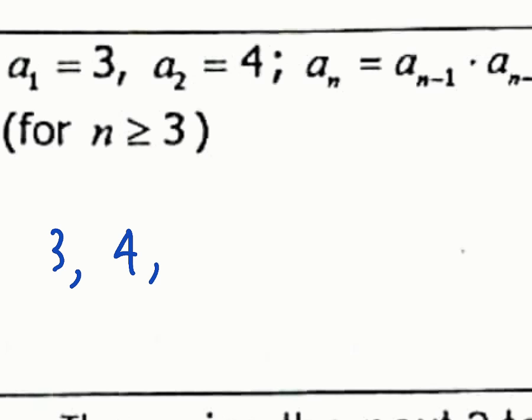Well, to find a sub n, I got to take a sub n minus 1. That's the previous term. And I got to multiply it by a sub n minus 2. That's the previous term's previous term. You follow? So if I want to find a sub 3, I need a sub 1 and a sub 2. What was a sub 1? What's a sub 2? What's 3 times 4?